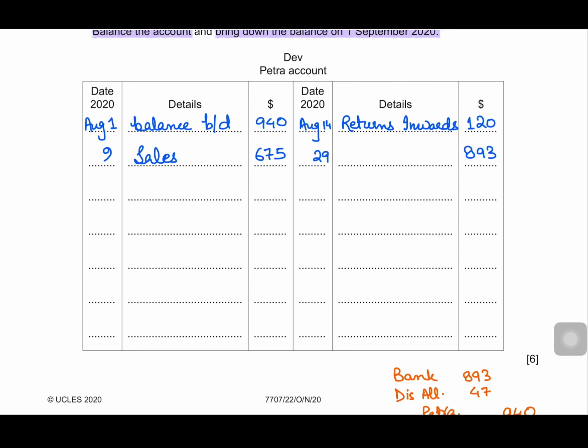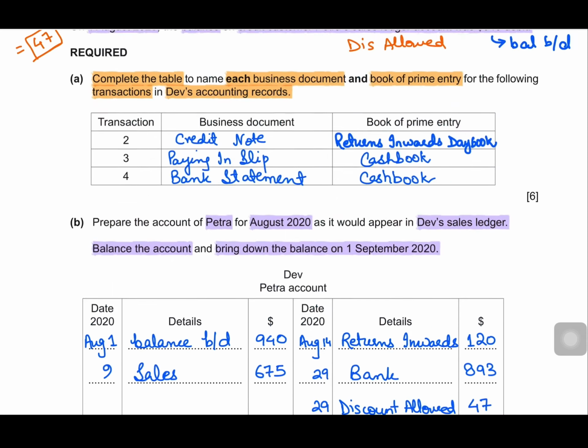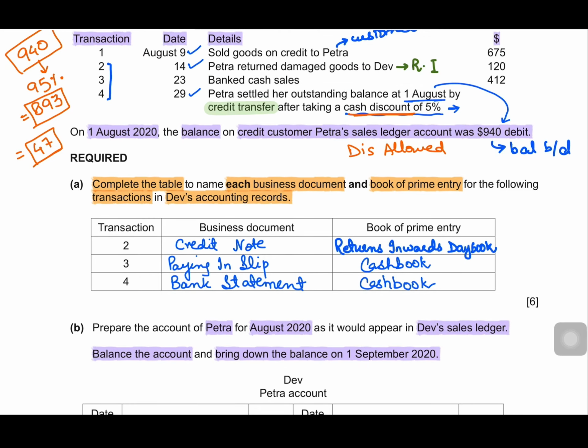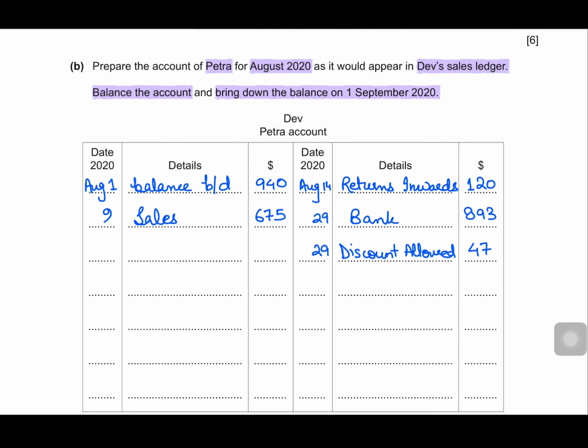through bank on 29th of August, and she also got a discount on the same date, namely discount allowed. Discount allowed is a cash discount. We show this discount in the accounts, right? Unlike trade discounts, that is not shown anywhere, only in the invoice it is shown. So 47 she is not paying, she is paying only $893. So that's it. We are done with all the transactions related to Petra.